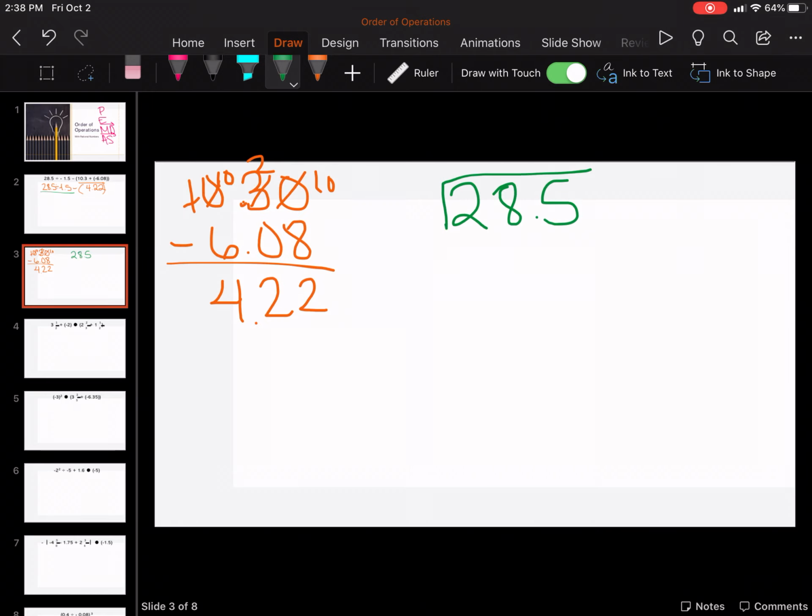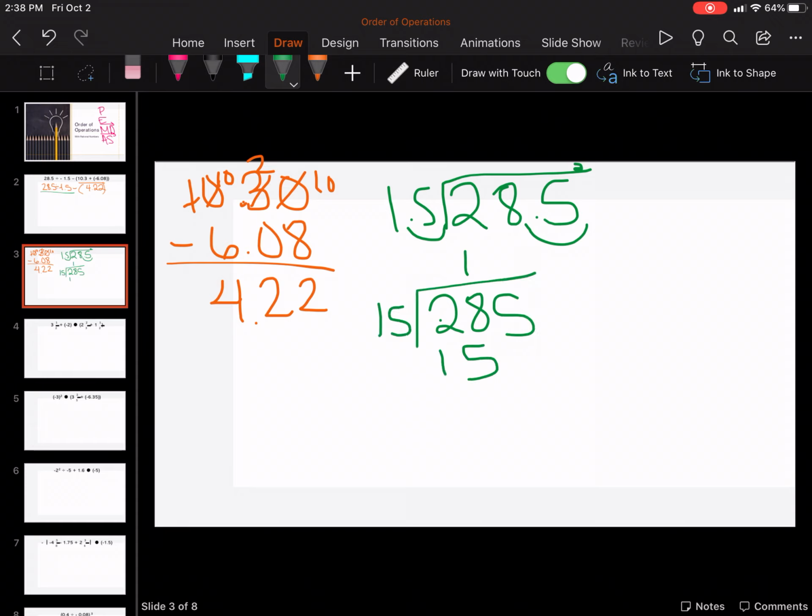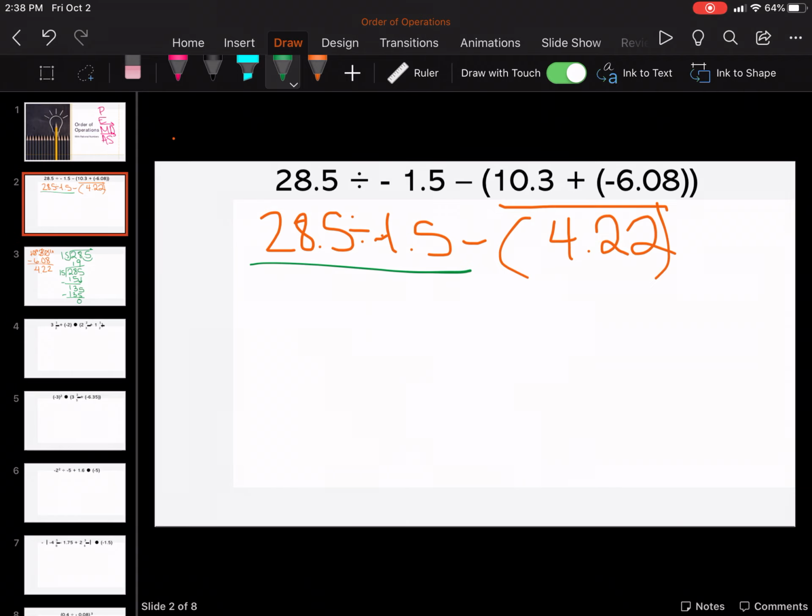28.5 divided by 1.5. Slide, baby, slide, and raise the roof. So 285 divided by 15 goes in one time. 13 left over, bring down the 5, goes in 9 times. 0 left over, so the answer is 19, and it's negative 1.5, so it's negative 19 minus 4.22.